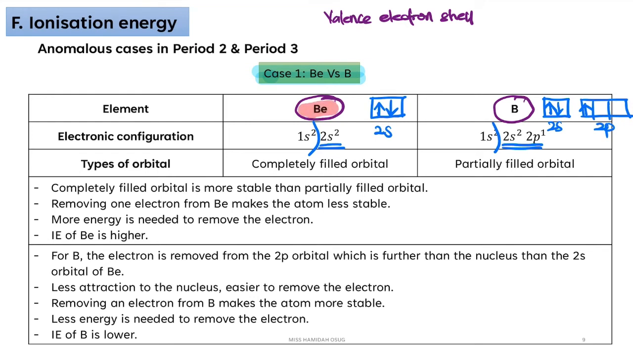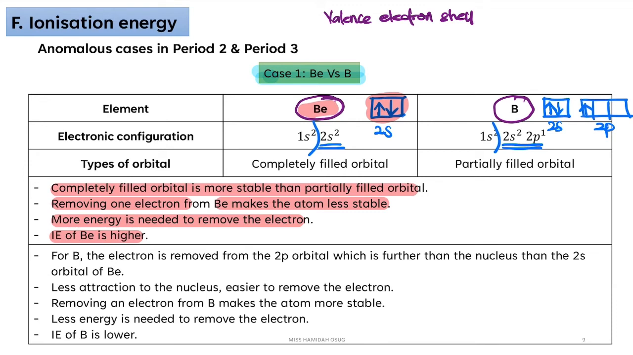When we are looking at the valence shell electron for beryllium, we can see that it is a completely filled orbital, and we know that a completely filled orbital is more stable. So when we remove one electron from beryllium, it will make the atom less stable. Thus, more energy is needed to remove the electron, and this will cause the ionization energy of beryllium to be higher.